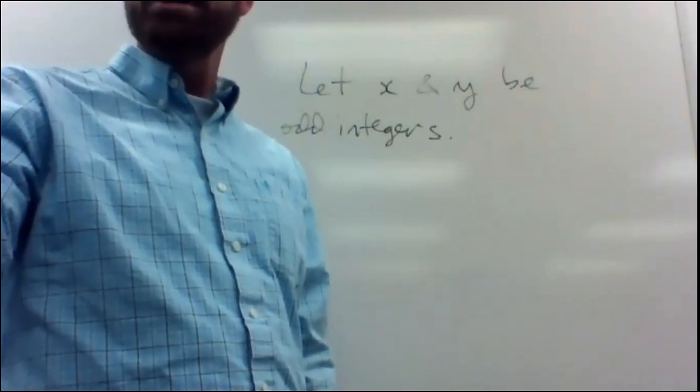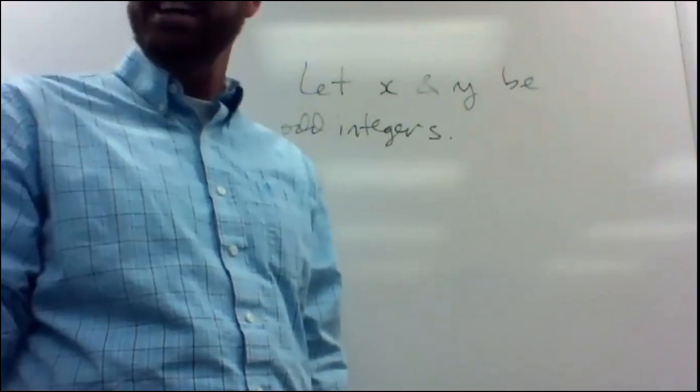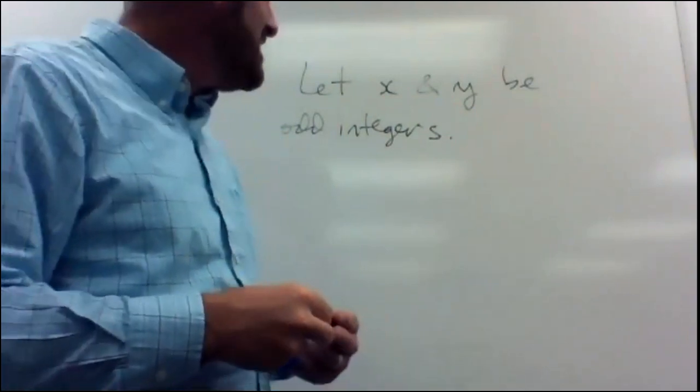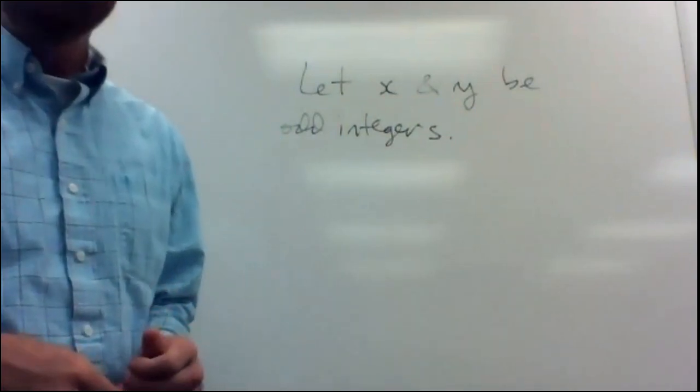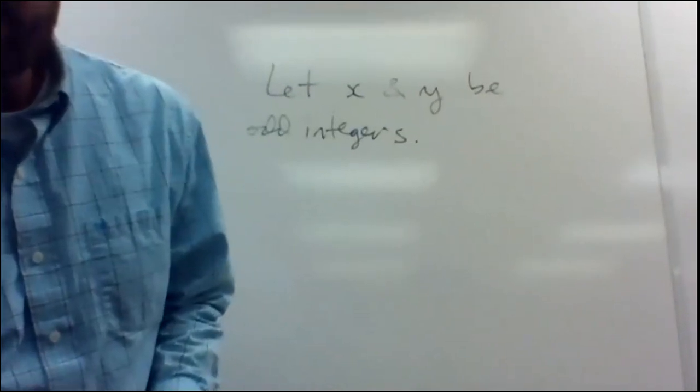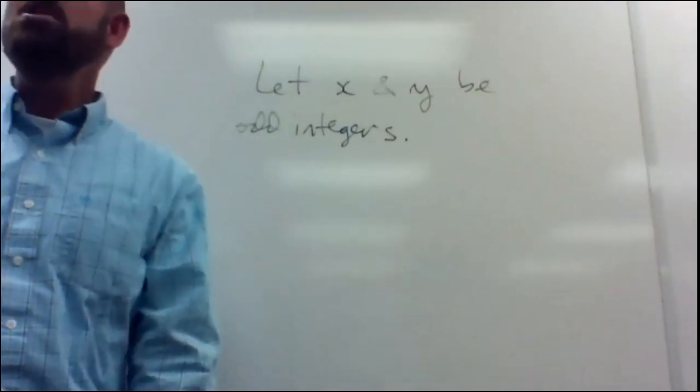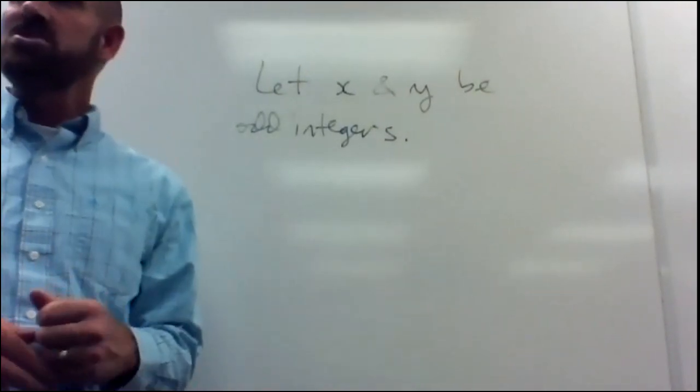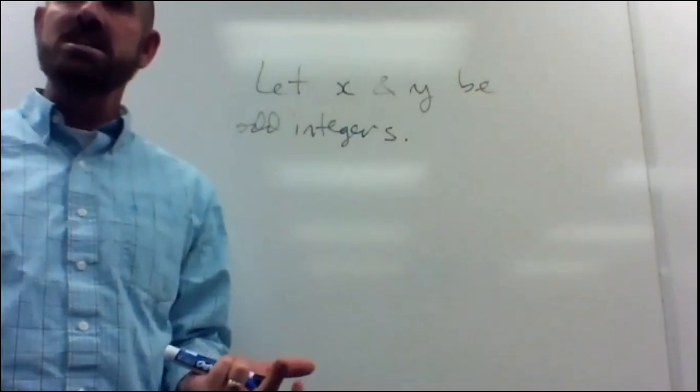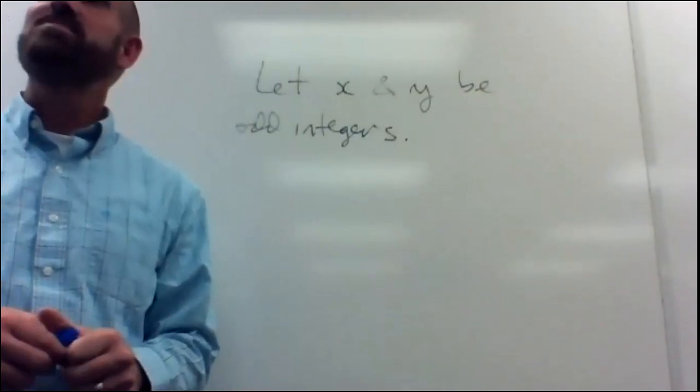It's Maggie, right? Okay. And you go by Maggie. Yeah, I do. Okay. So help me out here, Maggie. You said you wanted to write these in a certain way. So what does that mean? If x and y are odd integers, what does that mean?